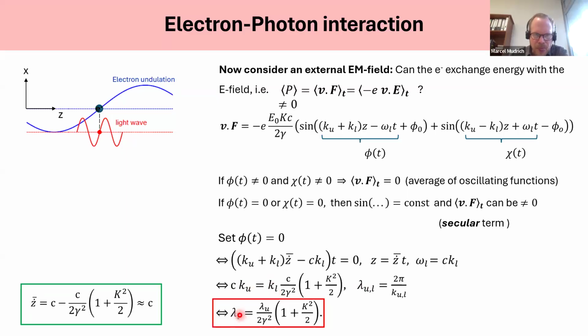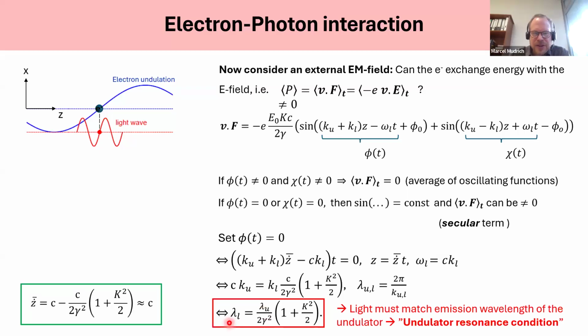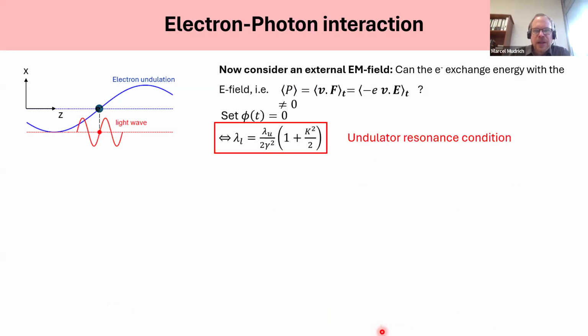So what we find is that the wavelength of the light, in order for the light to actually couple to the undulating electron beam and either absorb energy or transfer energy, only works if the wavelength of the light exactly matches the undulator equation. So it exactly matches the wavelength of the undulator radiation that is emitted by the electrons. This condition, that the external electric field has to have the same wavelength as the undulator radiation, is called the undulator resonance condition. Only if that condition is fulfilled can we couple to the undulator radiation. That's the undulator resonance condition.